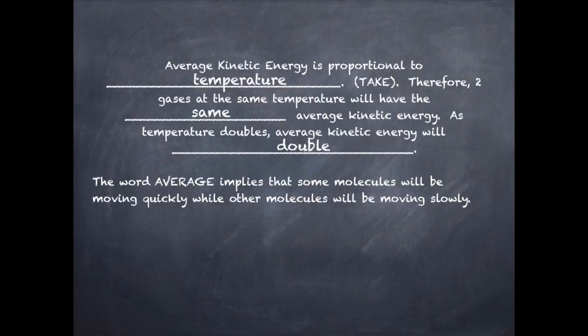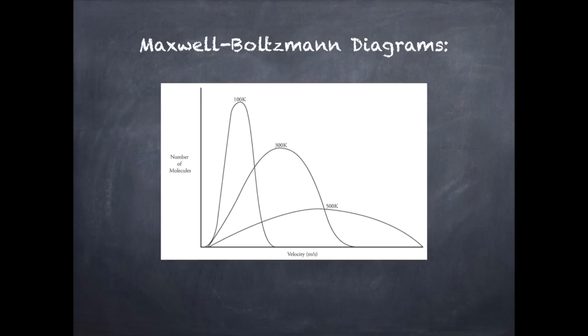As I just said, by saying average, we're acknowledging that some of the molecules are going to be moving more quickly than the average kinetic energy, while others will be moving more slowly. To represent this, the first thing I want you to notice is the difference in temperatures: 100 Kelvin, 300 Kelvin, 500 Kelvin. Notice that the velocity of these molecules, on average, is going to be higher the higher the temperature is. Also notice that while the average might be one specific value, there's a large range of velocities and kinetic energies that the gas molecules can assume. That range is much greater when the molecules are at 500 Kelvin versus when they're at 100 Kelvin.